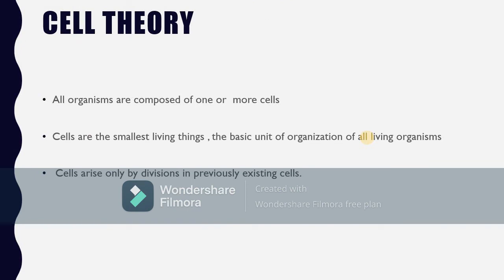Now, what is the cell theory? Cell theory tells us about different principles, of which the three main ones are that all organisms are composed of one or more cells. Cells are considered the smallest living things and the basic unit of organization of all living organisms. They also say that cells arise only by division of previously existing cells. Like if some cells are present, then these cells can divide and produce new cells.